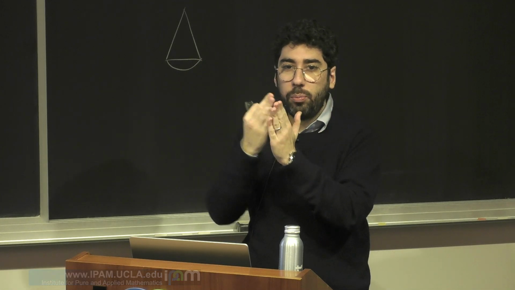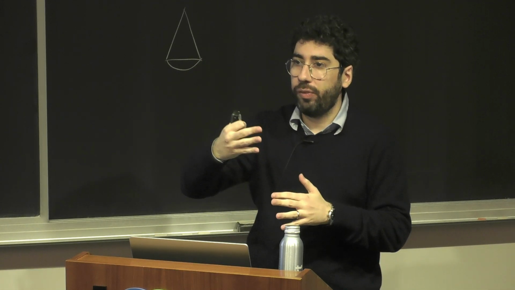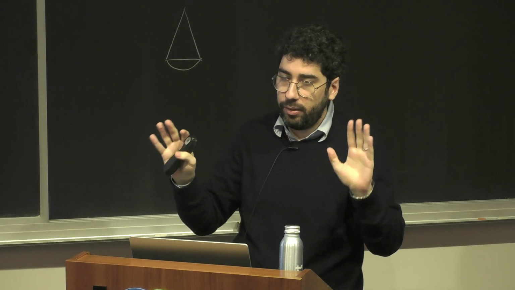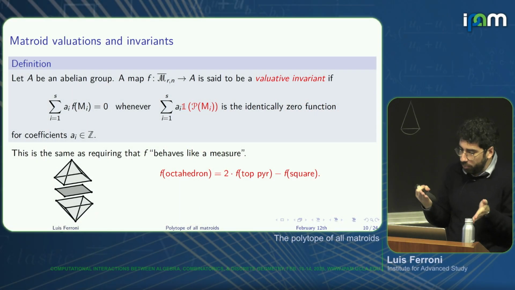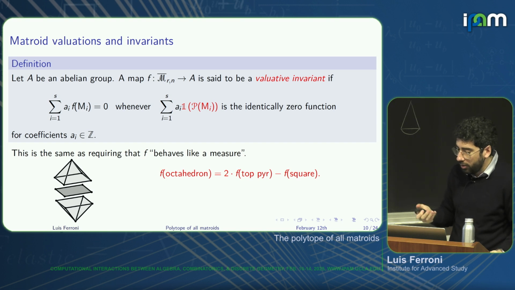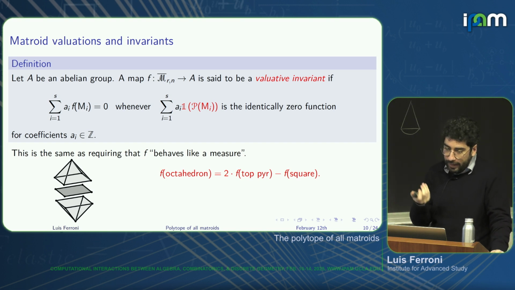Now, a valuative invariant. Let me assume that f takes the same values on isomorphic matroids. Before, I did not assume that. You could give me the two pyramids, and f on the top and the bottom could be different things. But now let me assume that f will take the same values on isomorphic matroids. Then that leads to the notion of valuative invariant.